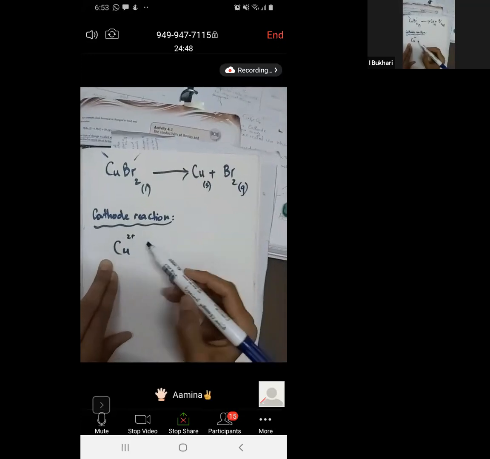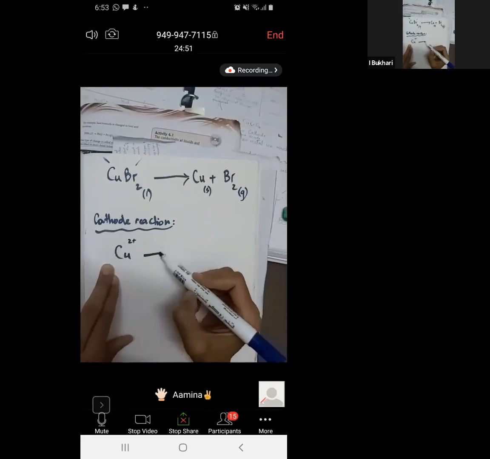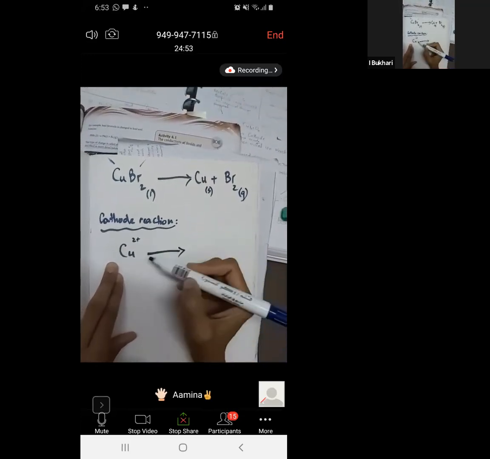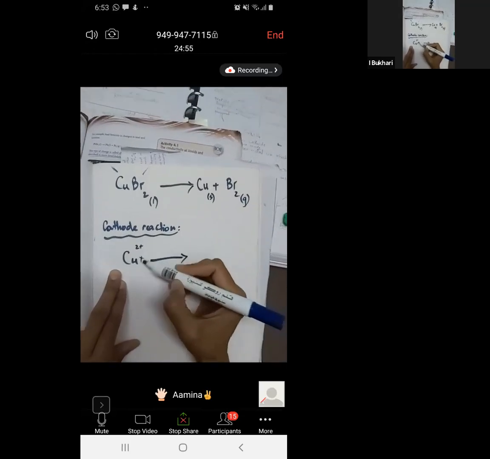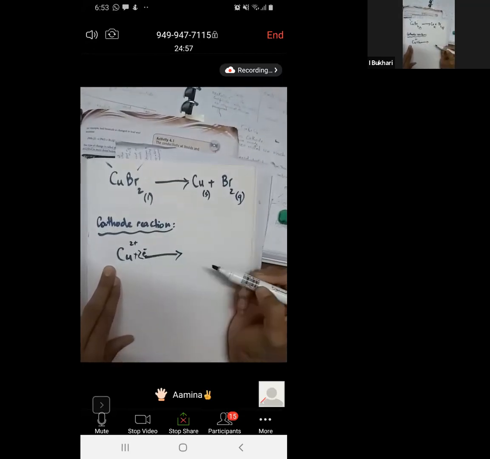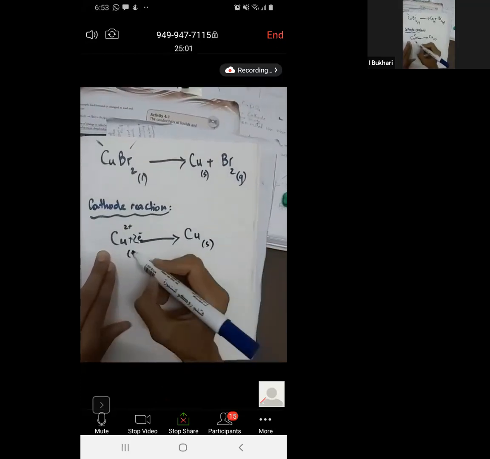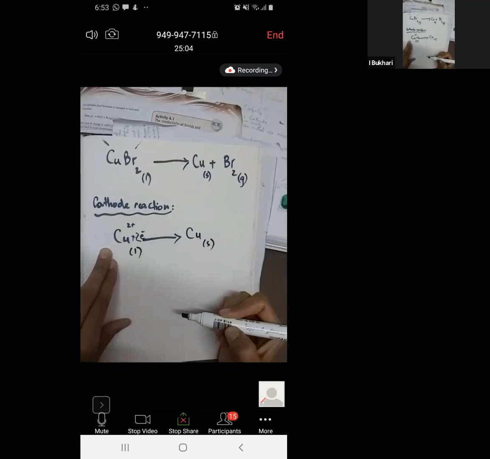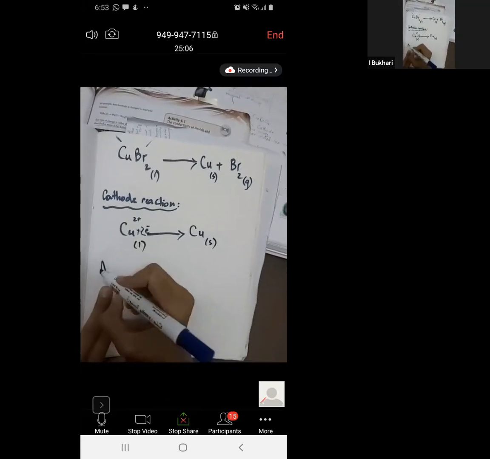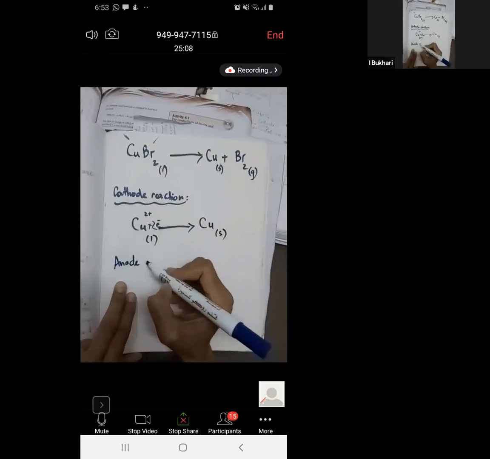Copper 2+ will accept 2 electrons. Oh, I'm sorry, I forgot to write 2 electrons here. I should have written 2 electrons here. Yes, 2 electrons accepted, copper solid. This is my cathode reaction, right? Now the anode reaction. This is easy.